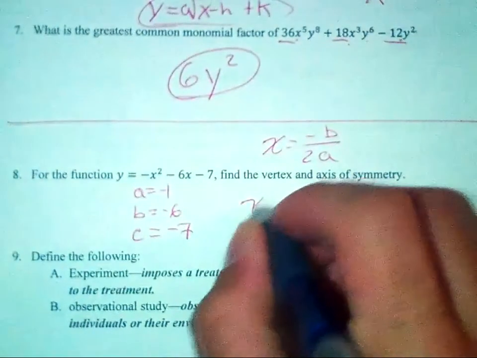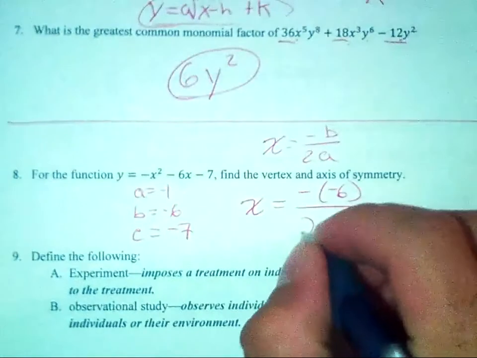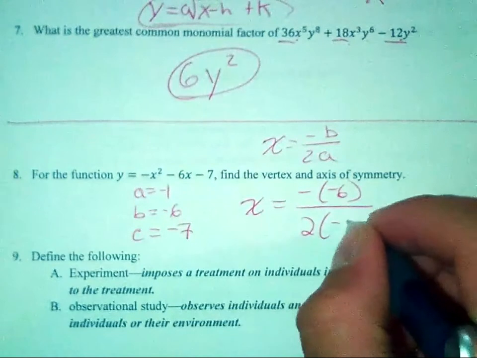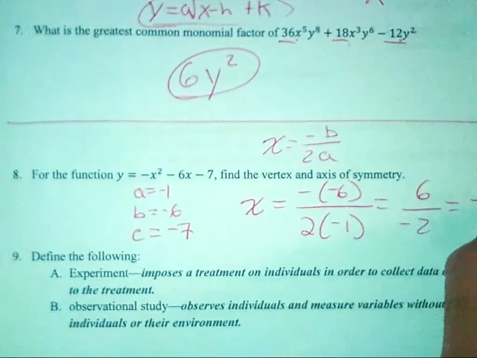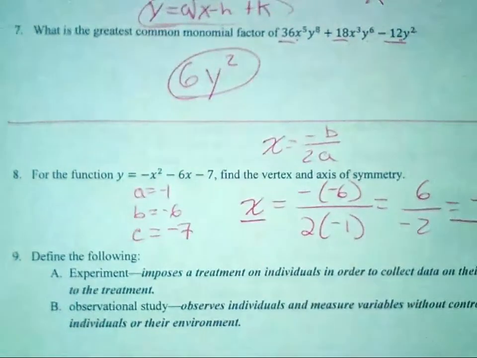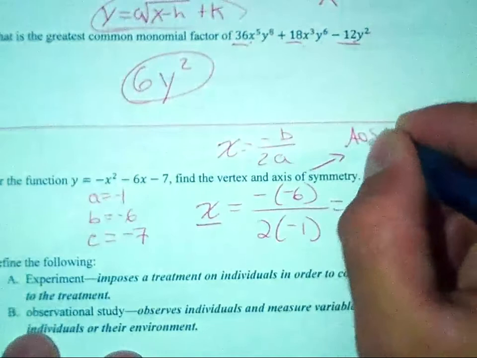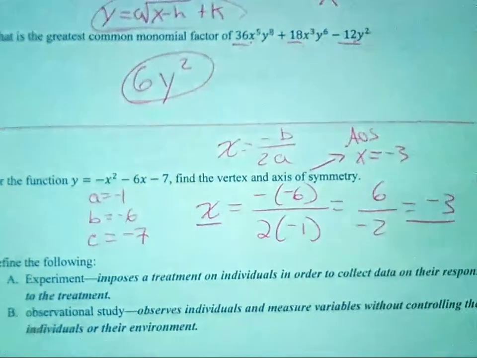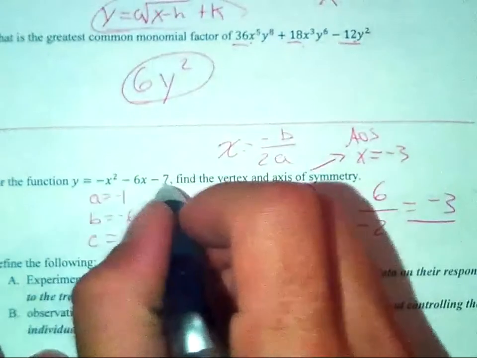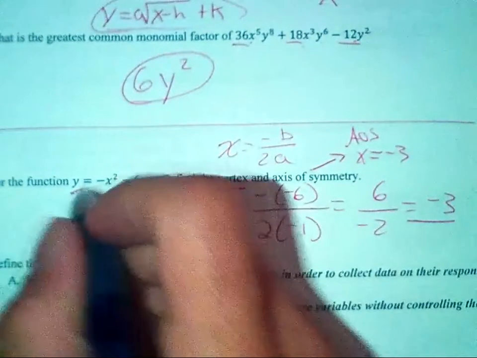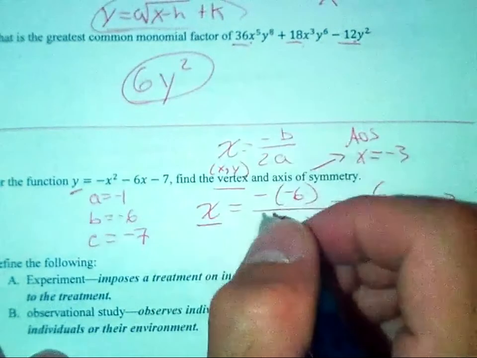So now I'm going to substitute. So x equals negative, b is negative 6, all over 2 times a, which is negative 1. So this is going to give me 6 over negative 2, which is equal to negative 3. So x is equal to negative 3. So that directly here is my axis of symmetry. X equals negative 3. Now, in order to find the vertex, we have to take negative 3, substitute it back into the problem, which is equal to y. All right, don't forget, our vertex is x, comma, y.